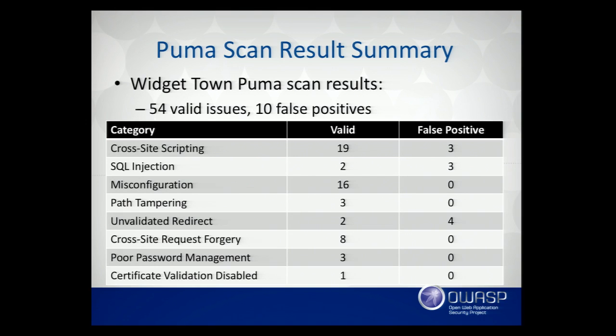So here's the stats. What I found in Widget Town with this rule set, I've got 64 issues that showed up. I went through all of them. 10 of them are false positives. There are limitations to this.